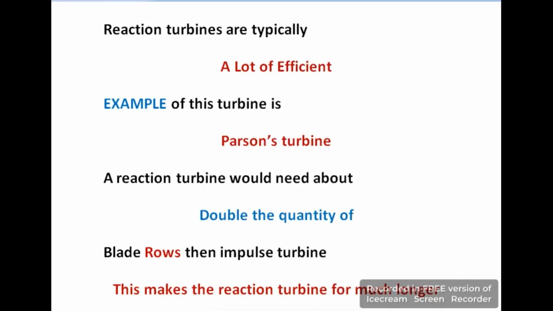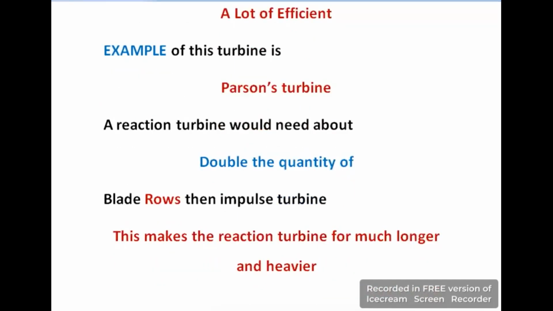According to its construction, reaction steam turbine requires double the quantity of blade rows than impulse steam turbine. Due to this construction, the reaction steam turbines are much longer and heavier in size.